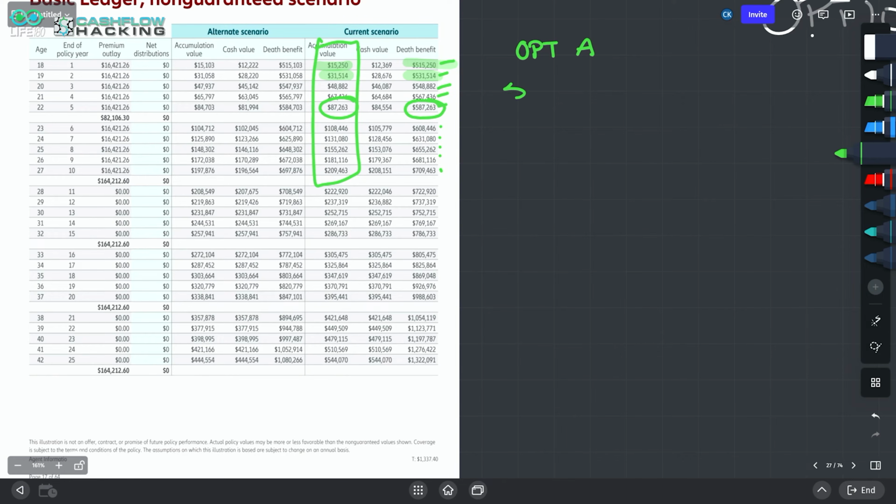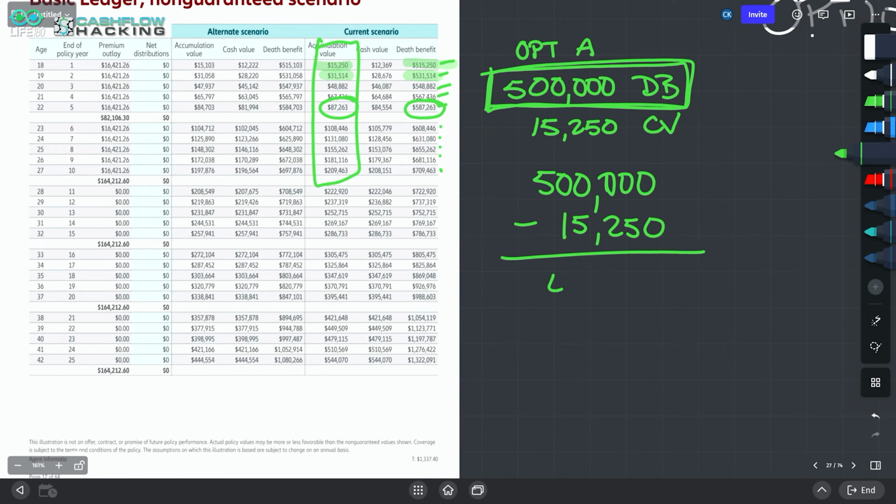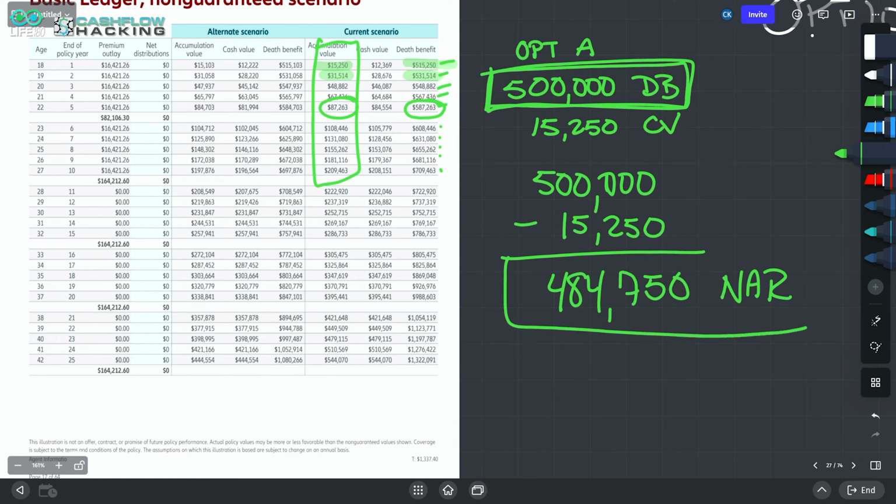So if you do option A, what would happen is you would say $500,000 would be the death benefit. And as the cash value increased, let's say right now there was $15,250 of cash value, this $500,000 would remain level. So now instead of $500,000 plus the $15,250, we'd be at $500,000 minus the $15,250, which we would end up with $484,750. Now the net amount at risk is actually $484,000.